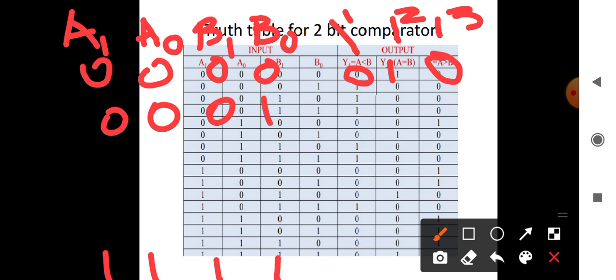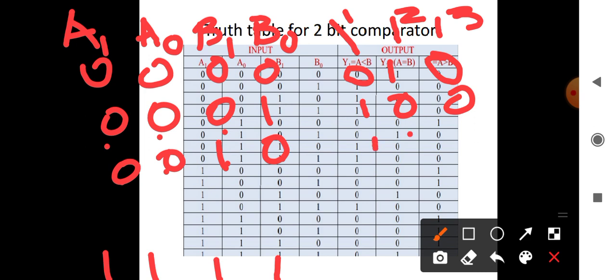Now 0001 means A1 is equal to B1 and A0 is less than B0, so that is A less than B. That is 1, 0, 0. Then 0010 means A1 is less than B1 and A0 is equal to B0, so A is less than B. That is 1, 0, 0. Then 0011 means A1 is less than B1 and A0 is less than B0. That is A less than B.